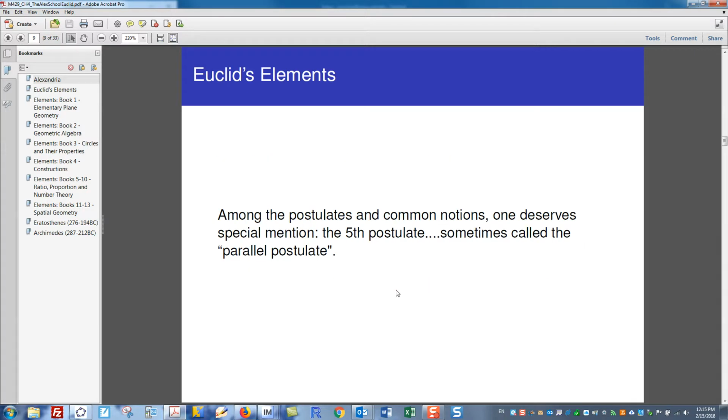So among the postulates and common notions, one deserves special mention. That's the 5th postulate, sometimes called the parallel postulate. And the special thing about the parallel postulate is that it took us almost 2,000 years, but we eventually realized that postulate was sort of an optional one. It's one that was particular to the geometry of two-dimensional planes, and that it could be replaced with different notions. For example, if geometry was taken off the plane and put someplace else, for example, on a sphere.